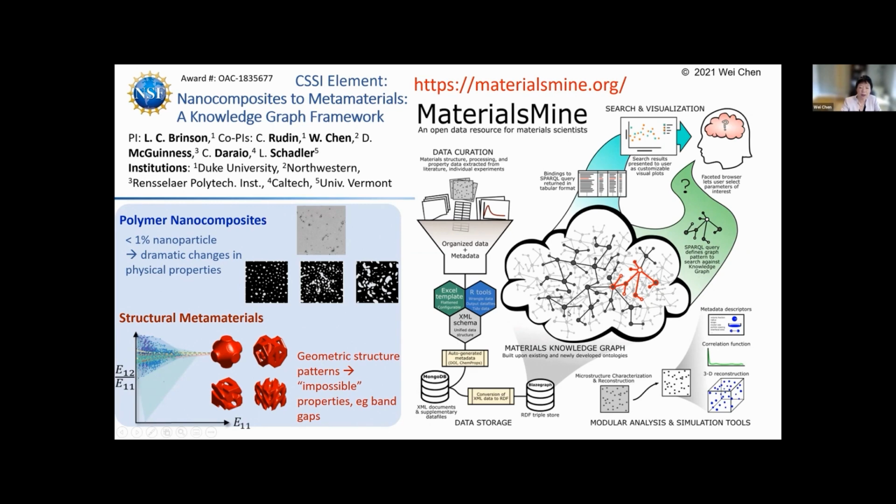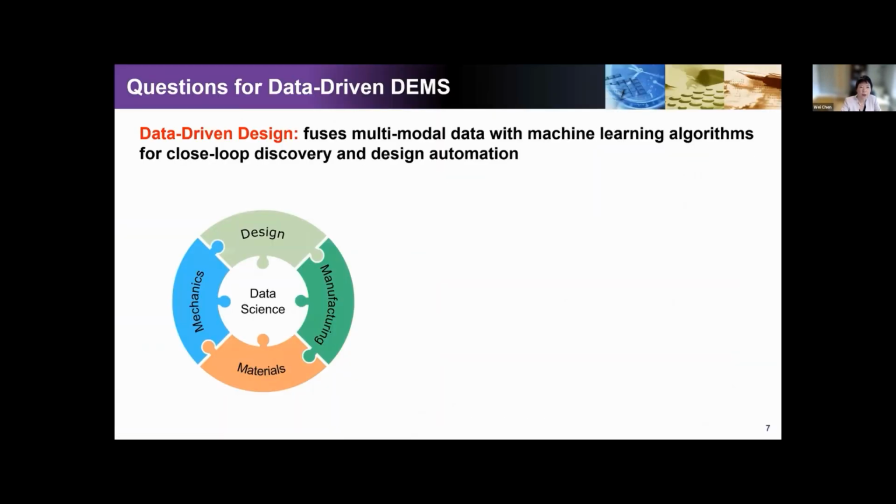But fundamentally, there's always a question about what the right design principles are that guide all these activities. So data-driven material design is by itself now a very interdisciplinary field. What I'm showing here is that it involves the interaction between design, mechanics, materials, and manufacturing, while data science sits at the core.